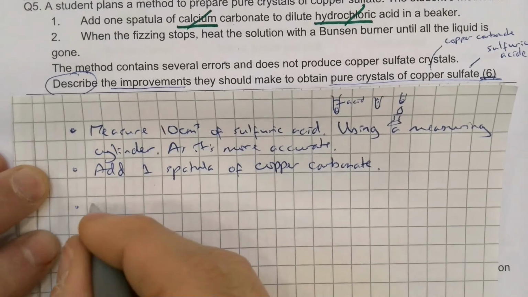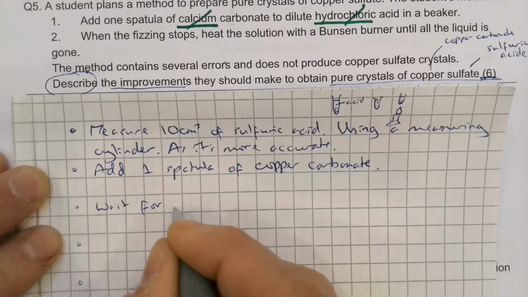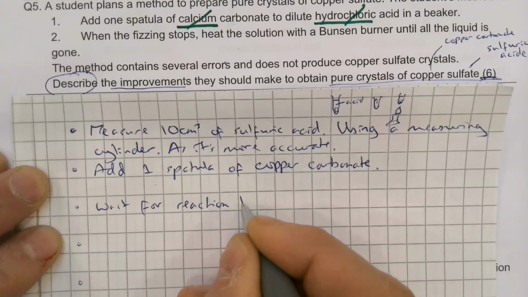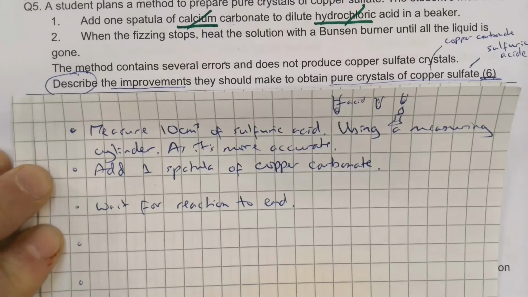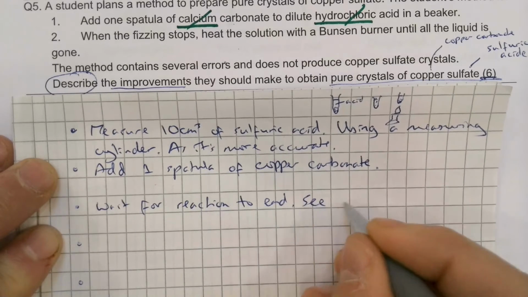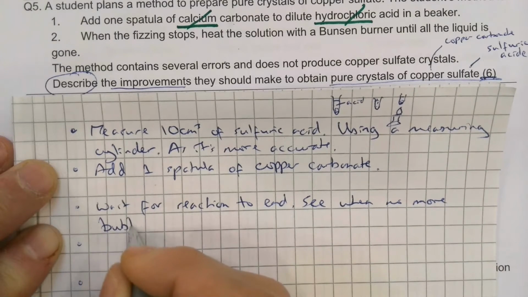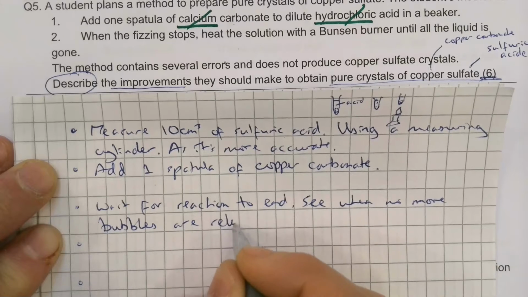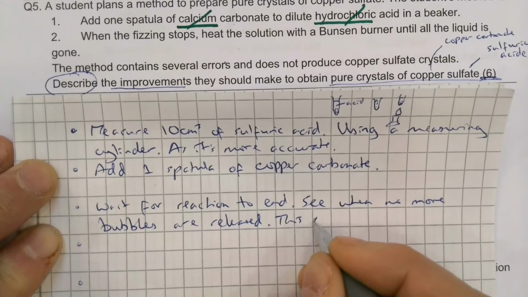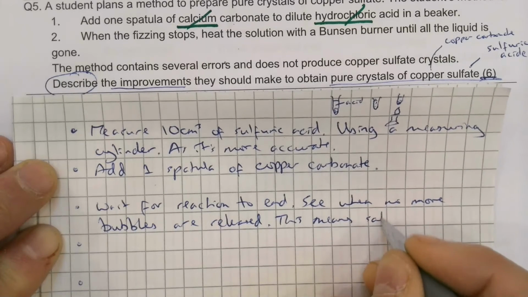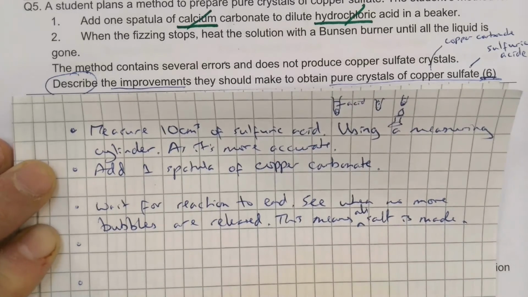We're not going to worry about that. We're then going to wait for the reaction to end. And with what? So we're going to see when no more bubbles are released. Why? This means the maximum amount of salt is made.